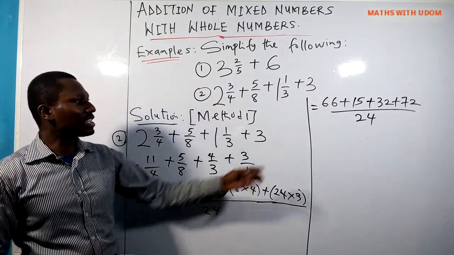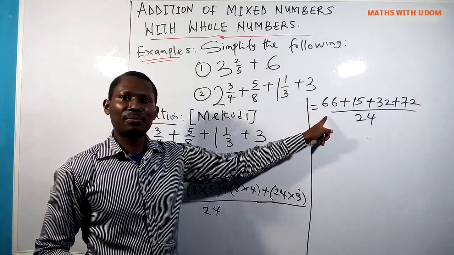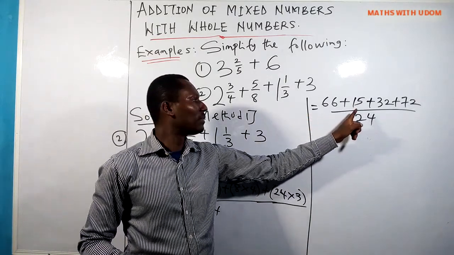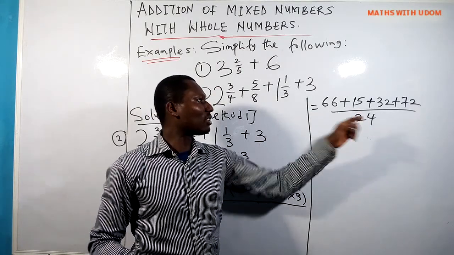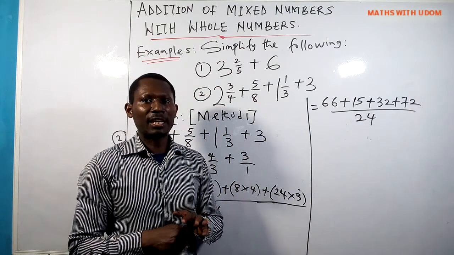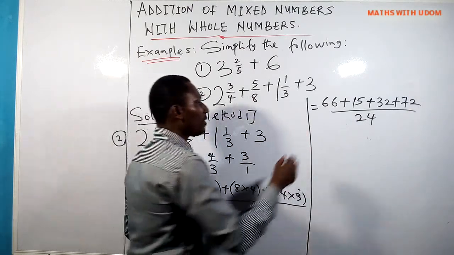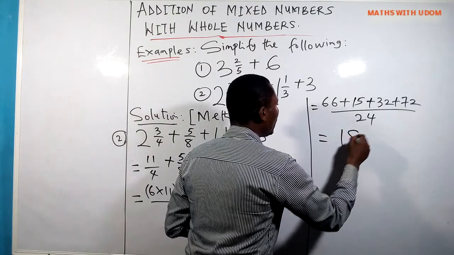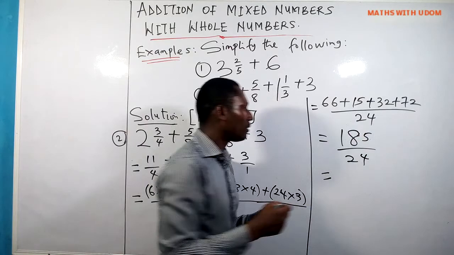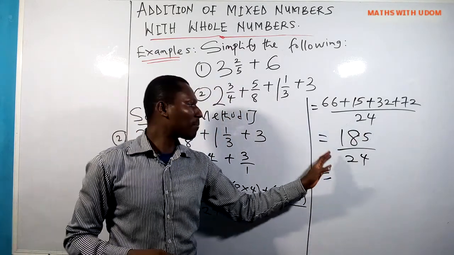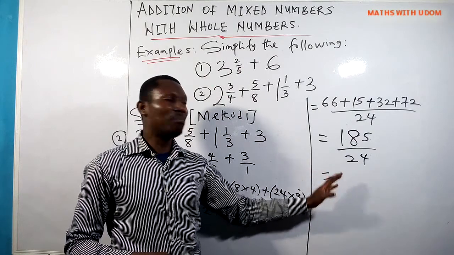So the next thing is for us to add all the numerators together. 66 plus 15 plus 32 plus 72. If you add all this together, you are going to get 185. So you write 185 divided by 24. This is an improper fraction. We need to break it down to a mixed fraction.